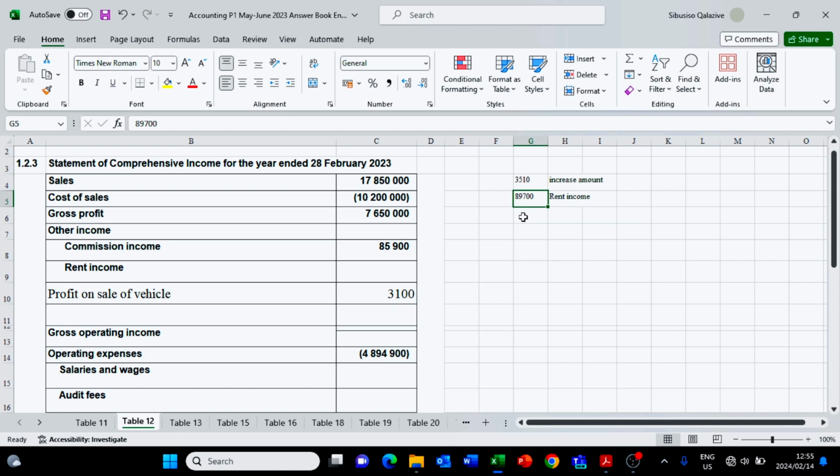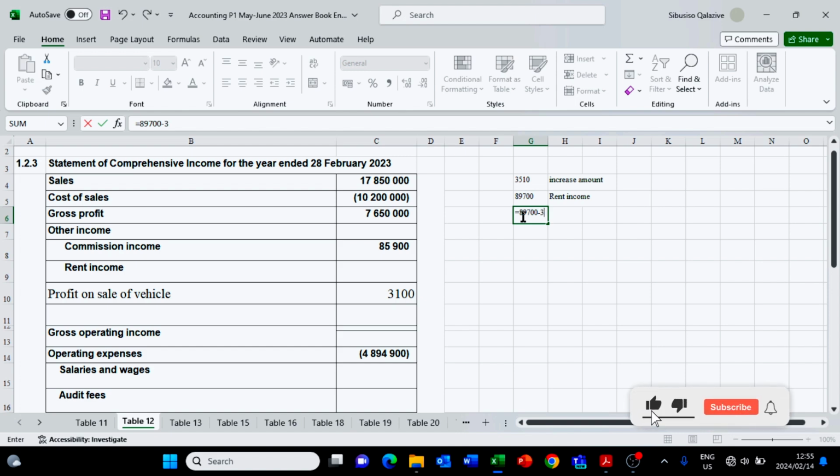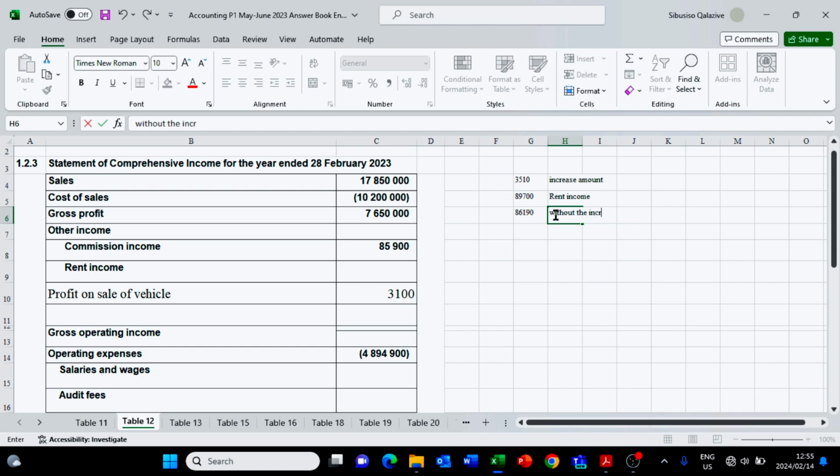So now we're going to say 89,700 minus the increase amount, which is the 3,510. It's giving us 86,190. So this 86,190 is the amount without the increase. I hope we are together on that one. This is the amount of rent without the increase.